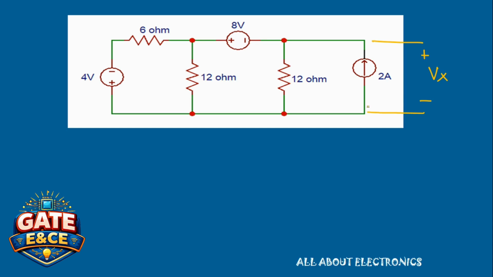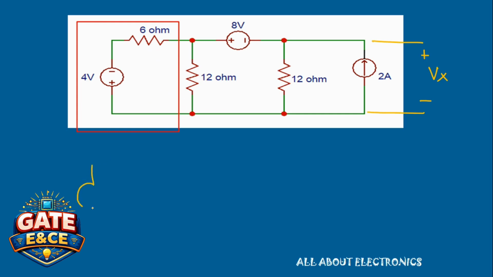So first of all, let's just concentrate on this left portion of the circuit. Here we have a 4 volt voltage source which is connected with a 6 ohm resistor in series. So we can transform this voltage source into the current source so that we have this 6 ohm resistor and 12 ohm resistor in parallel.